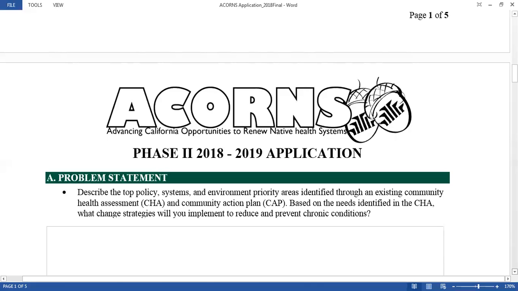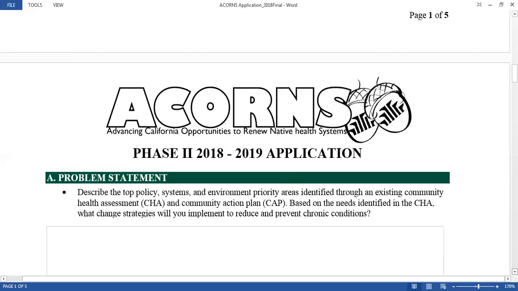In order to be eligible for this funding, everybody needed to complete phase 1, which included conducting a community health assessment. You would take the results from that community health assessment, or if your organization has conducted a more recent health assessment, you may take the priority areas identified from that, and how will you be using those identified priority areas and designing a work plan that will address those needs.